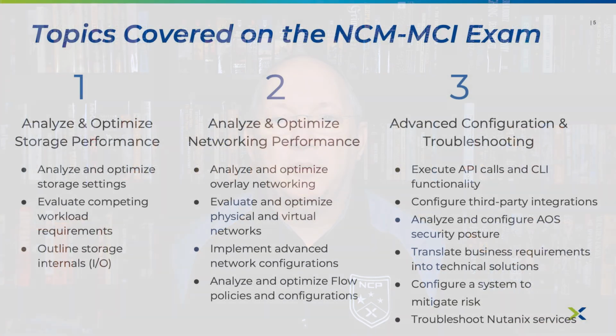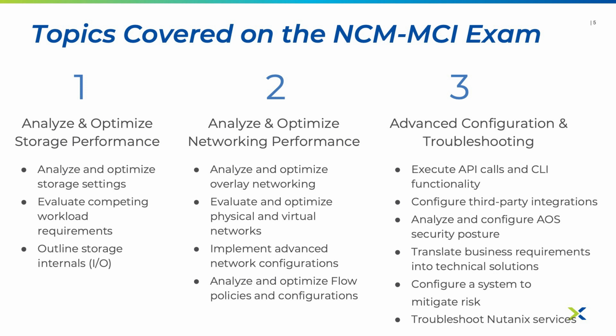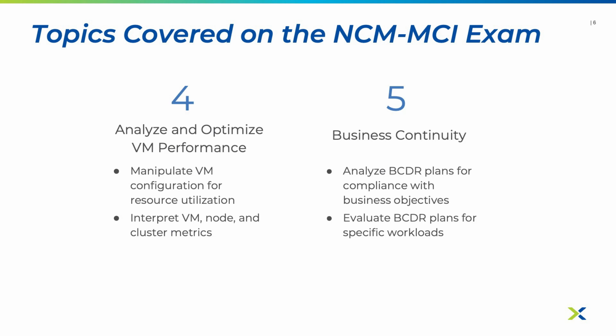Topics covered on the NCP-MCI exam include storage performance, such as settings, evaluating workloads, and storage internals such as data pathing and failure handling. Network performance, physical, virtual, and overlay networks, advanced networking, and the basics of Flow. Advanced configuration and troubleshooting, this is where API and command line questions will be. Security standards and risk mitigation, plus troubleshooting Nutanix services. We'll also look at virtual machine performance, configuring resource utilization and understanding metrics, and finally, the exam will cover business continuity, analyzing BCDR plans to meet business objectives and workload requirements.